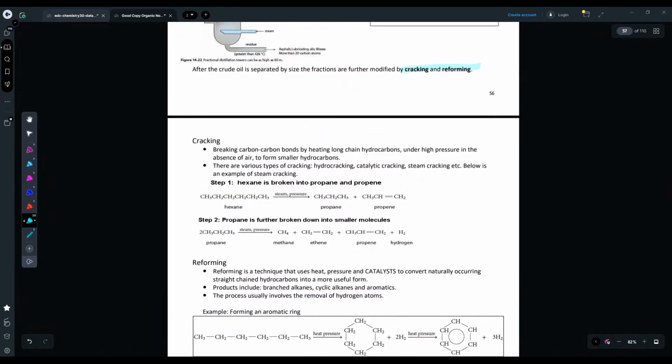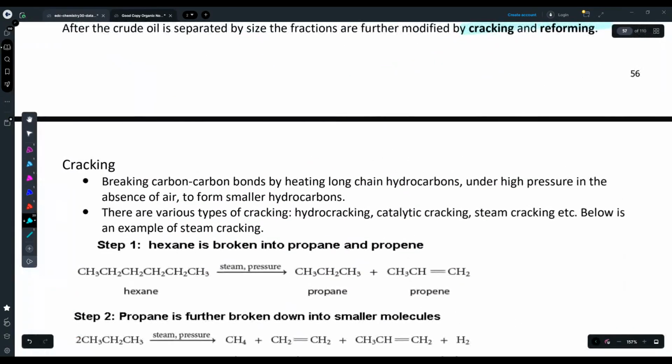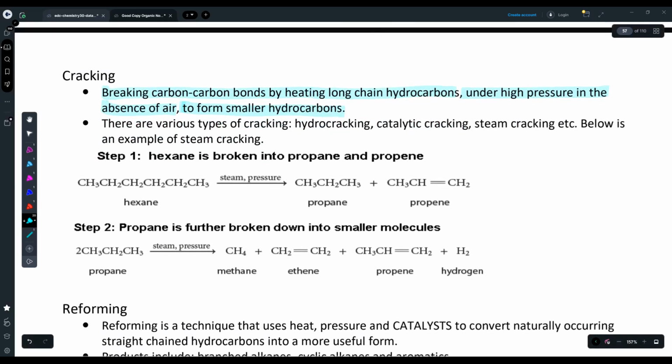Okay, so what exactly is cracking? Cracking is just breaking carbon-carbon bonds by heating long chains of hydrocarbons under high pressure in the absence of air to form smaller hydrocarbons. Okay, so cracking, you could think of it as just breaking apart. Okay, there's various types of cracking. There's hydrocracking, catalytic cracking, steam cracking, etc. Okay, and they give some examples of steam cracking here.